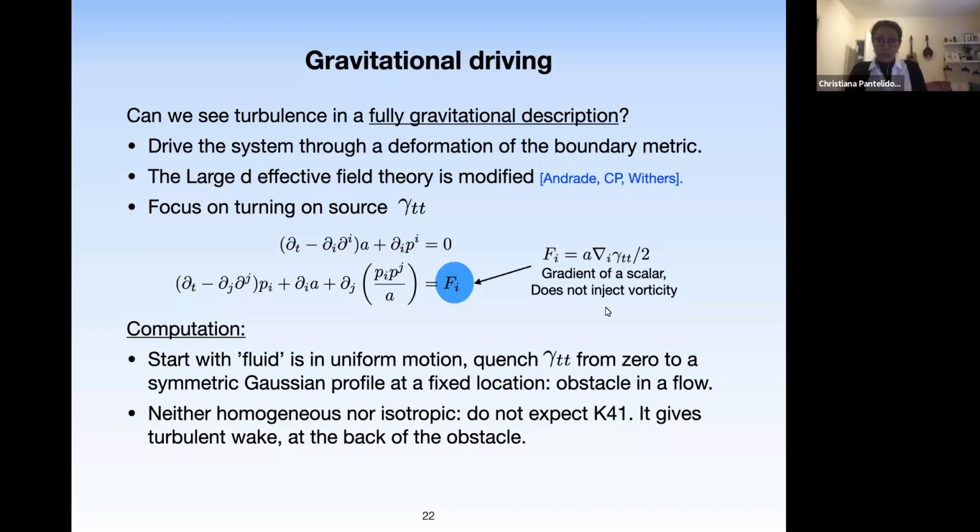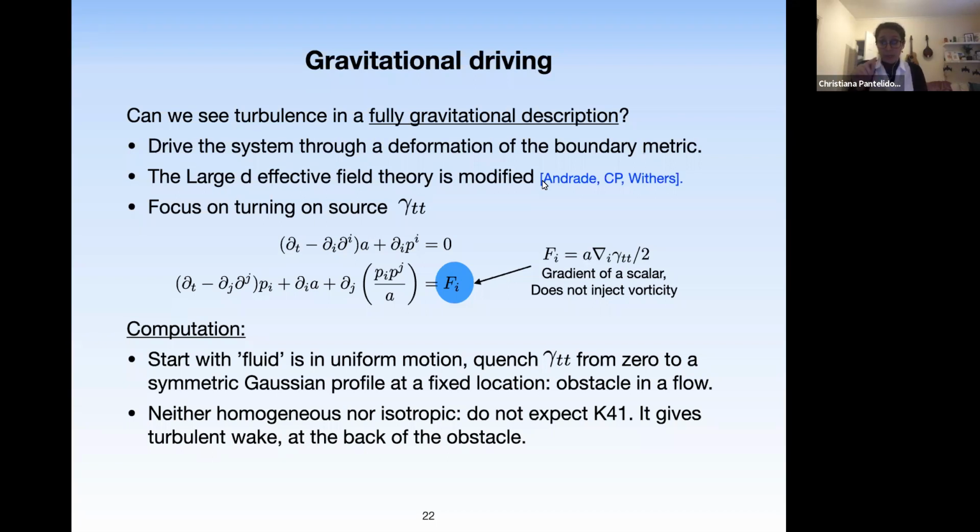And then at some time t equals 0, we quenched this boundary metric source from 0 to a symmetric Gaussian profile at a fixed location. Okay, and essentially the way you should view this is that we are putting an obstacle in the fluid flow. Of course this setup is neither homogeneous nor isotropic, so we are not expecting to see K41, but what we do expect to see is a turbulent wake.